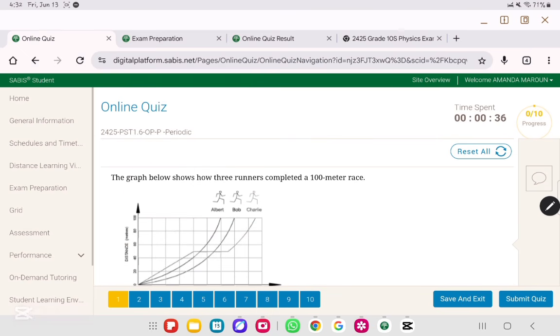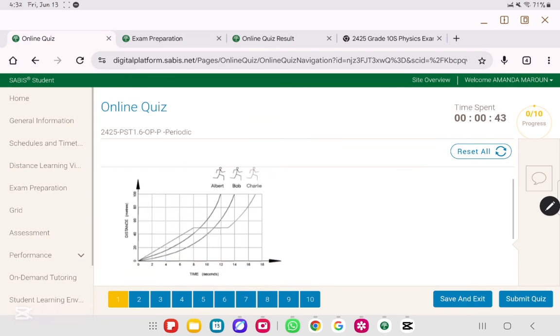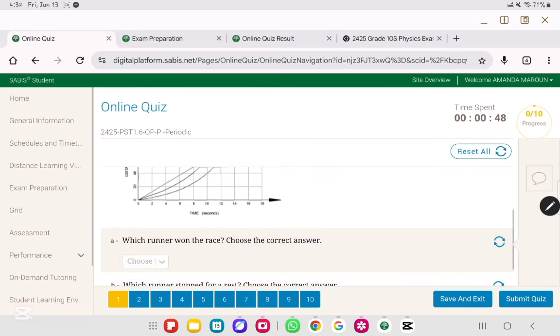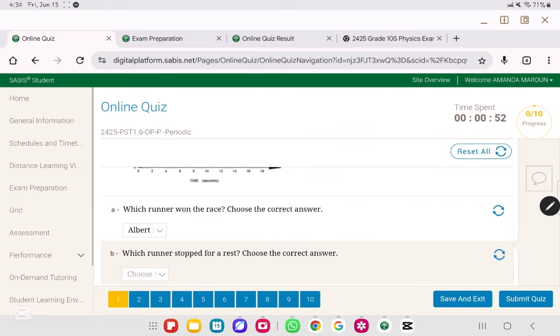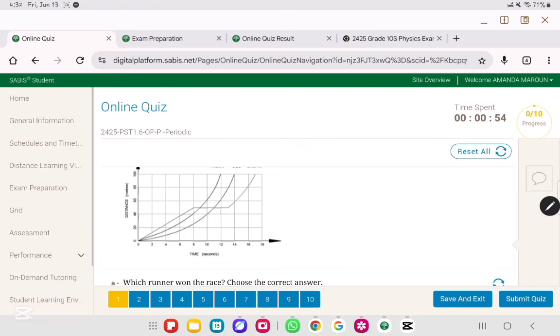Logically speaking, the person who finishes all the distance in the shortest amount of time is the winner of the race. In this case, the shortest amount of time belongs to Albert, which is 12 seconds. So that means Albert won the race. Now, which runner stopped for a rest? How do you know which runner stopped for a rest?